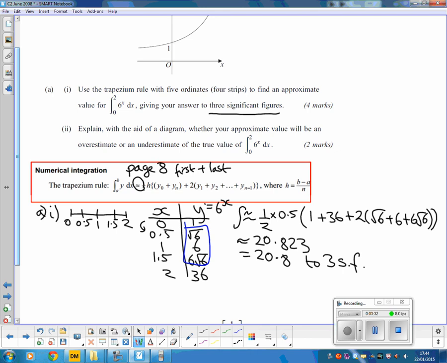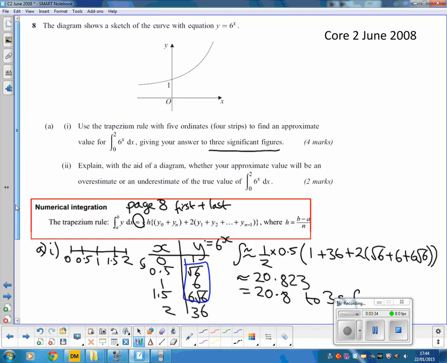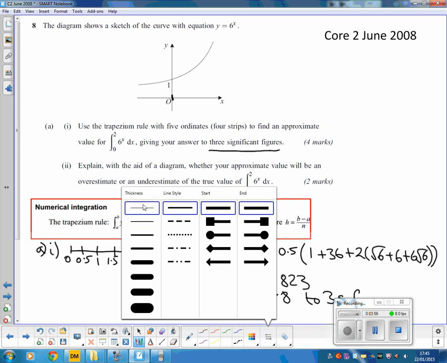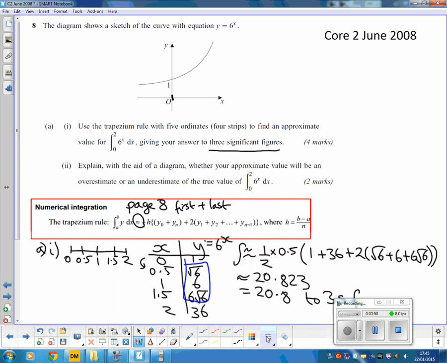Now that's what part 2 is about. So part 2 says explain with the aid of a diagram whether our approximate value will be an over or underestimate. So what we're going to do with our diagram, well, I'll use the one that's on here as an example. We've gone from 0 to 2. Let's make this doing a nice thin pen for this one. Remember, you can do diagrams in pencil. So we've gone 0 to 2, and we put 4 trapeziums on there.